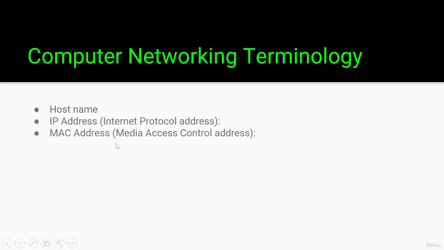Now, computer networking terminology. We have a lot of terminology used with the computer, and the most common ones are the host name, IP address, which is Internet Protocol address, MAC address, the media access control address, port, socket, DNS server, ARP, and RARP, which is the reverse ARP. Now we will talk about each one of them.